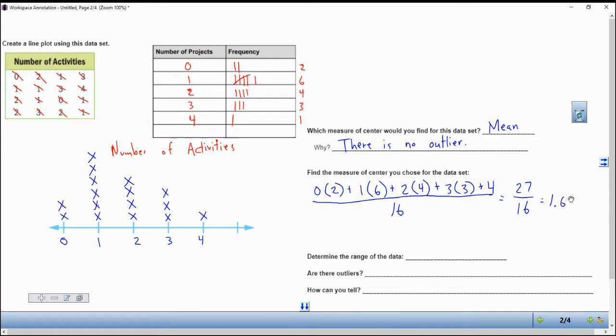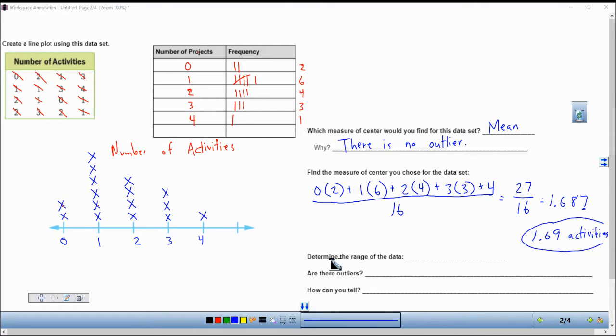So I'm going to round. The 8 would round up, because the 7 tells us to round up. So it's going to be 1.69 activities. That's going to be the mean, which seems about the center of the data. If we had a question, this number might make more sense, but we don't have a question at this point.